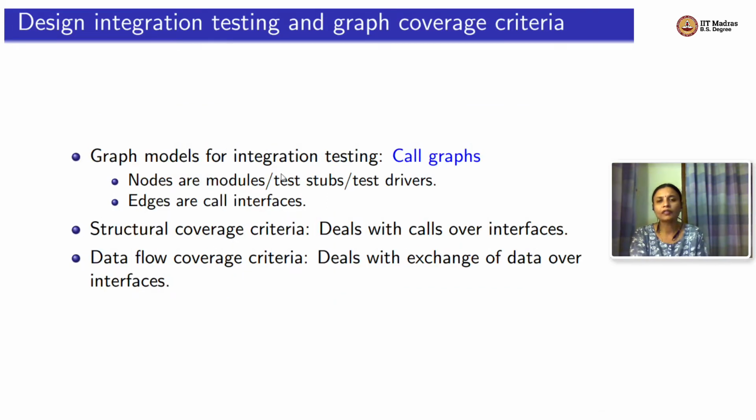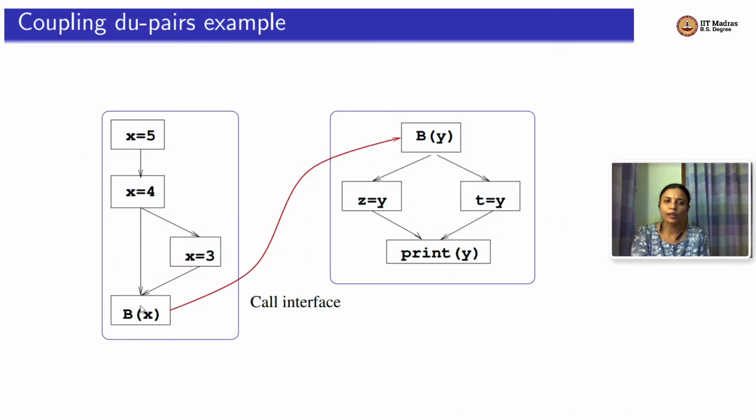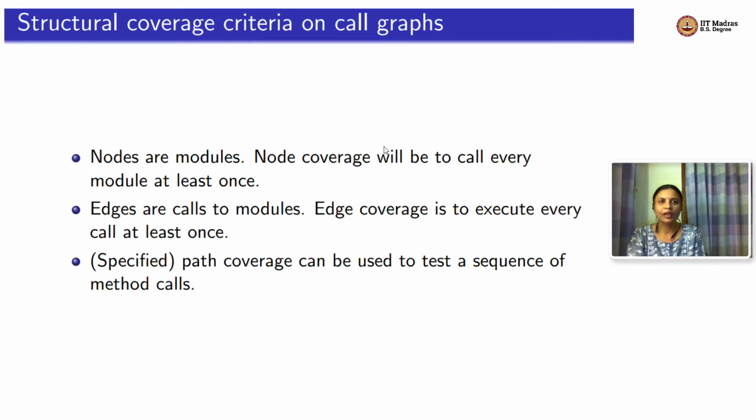In a call graph, nodes are modules, methods, functions, procedures, test stubs or test drivers written in replacement of them, and edges are these calls, a particular function calling another function. This is how call graphs are going to look. We may or may not expand into a call graph. It will depend on the context, but there are going to be specific edges that involve call interfaces, which we are going to focus on.